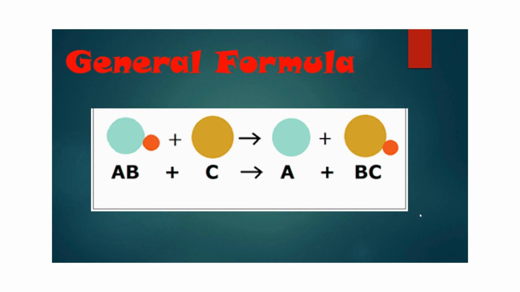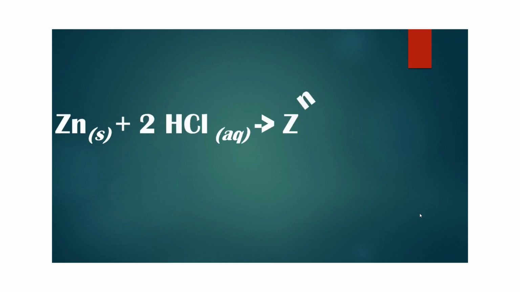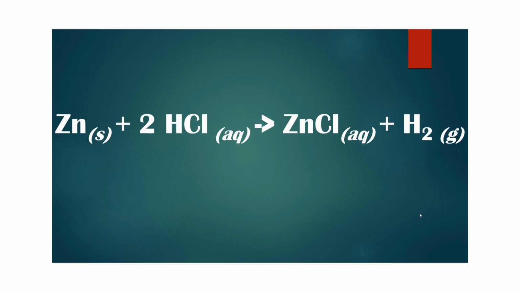For example, many metals react with acids. When it happens, hydrogen gas is one of the products of the reaction. So zinc reacts with two molecules of hydrochloric acid, which is an aqueous solution, and yields ZnCl2 plus hydrogen gas as the products.